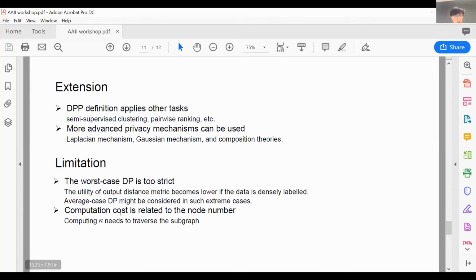Also, computation cost is another concern for this work, because every time we need to know the kappa. From the computation of the kappa, we can see that it needs to traverse the whole subgraph to get the exact kappa.